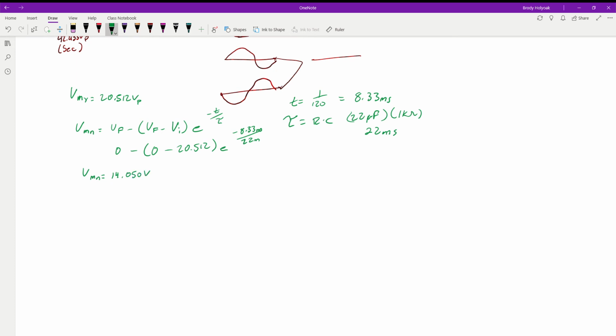14.050 volts. So now that we have our max and our min, we can calculate everything else. Our VDC is equal to Vmax plus Vmin divided by 2. So we're finding the average, just like before. So we have 20.512 added to 14.050. Divide that by 2. The DC voltage we get is 17.281 volts.